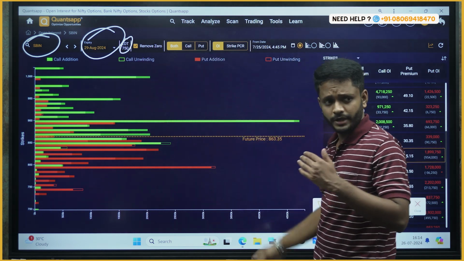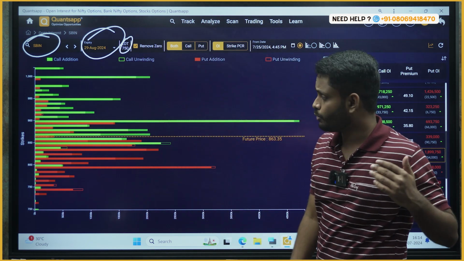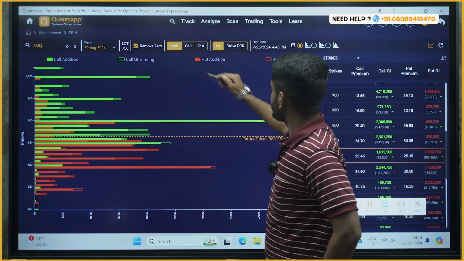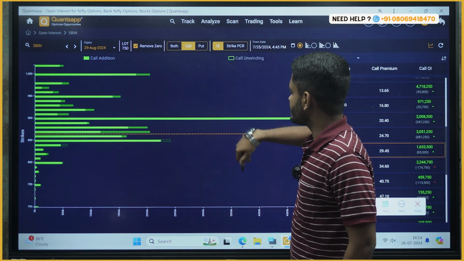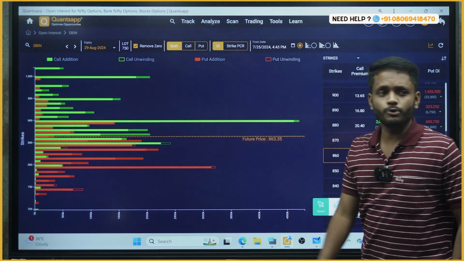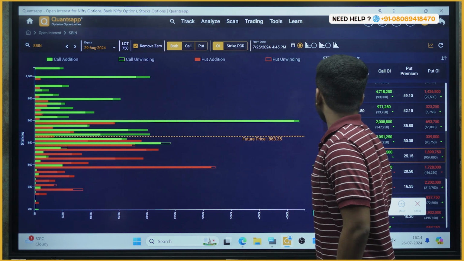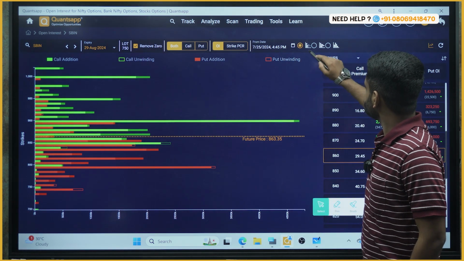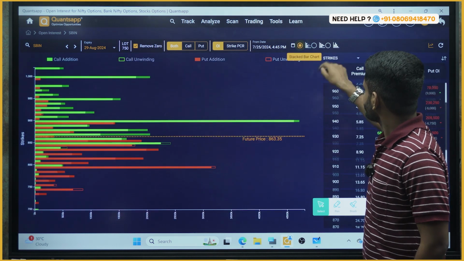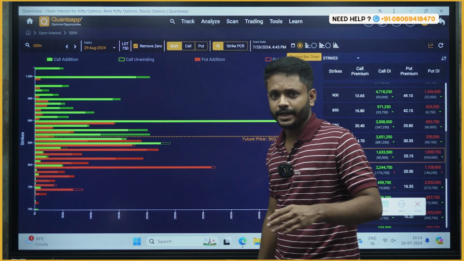Like if you want to see only calls, like where the call writers are present, you can select call. If you want to check where the put writers are present, you can definitely go and check out only put. Okay, say call. See, only you will be seeing the call writers, and if you want to see put, you can say. But I will go and choose both because I want to see the support and resistance simultaneously. Correct? Now, see, also you can see it will be in horizontal format, vertical format, like you can view it as per your convenience. Okay, but I'll go with the default format as of now.